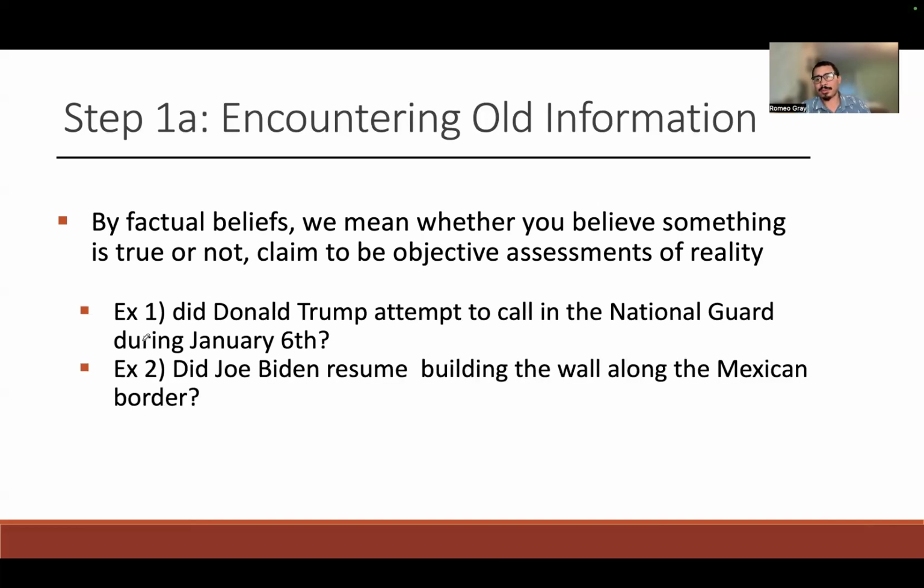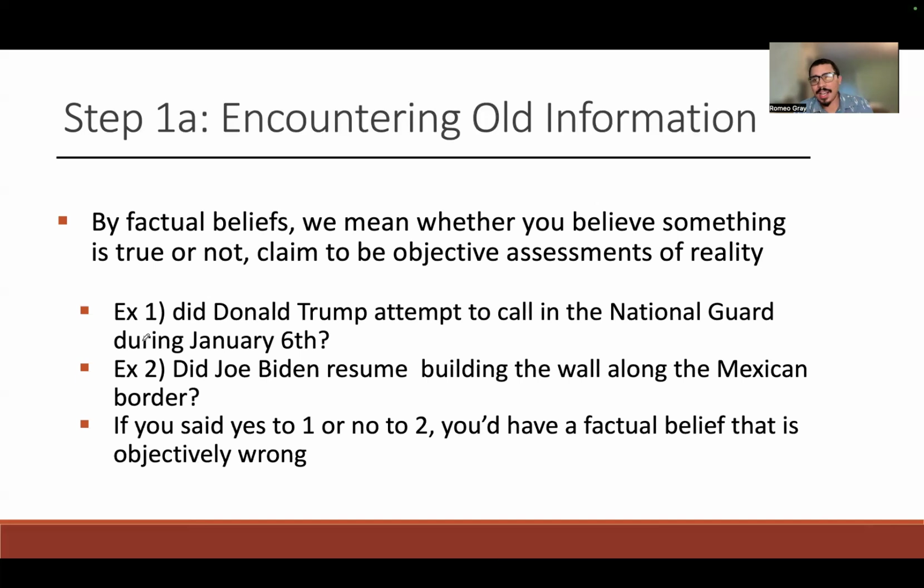Another example is, did Joe Biden resume building the wall along the Mexican border? Something that Donald Trump got famous for and got a lot of heat for doing, especially among immigration activists and people that just don't like Trump. Well, if you said yes to one or no to two, you'd have a factual belief, but it's objectively wrong. So you are making an objective assessment of reality, that is your factual belief, but it can be wrong.